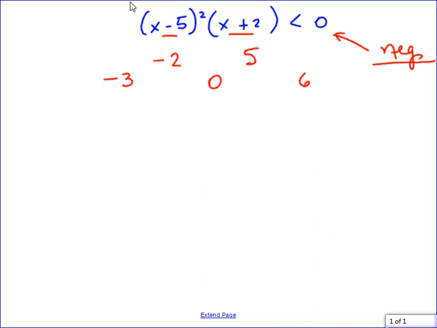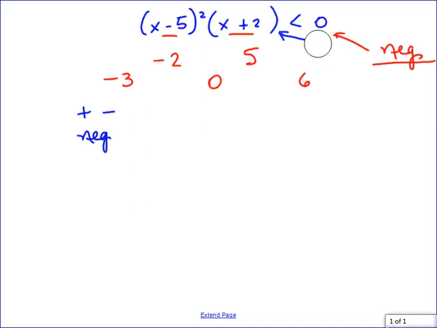Plug negative 3 into the first parentheses. Negative 3 minus 5 yields a negative number, but when I square it, I get a positive. Negative 3 plugged into the second parentheses, negative 3 plus 2, yields a negative. And when I multiply that positive and that negative together, I get a negative.